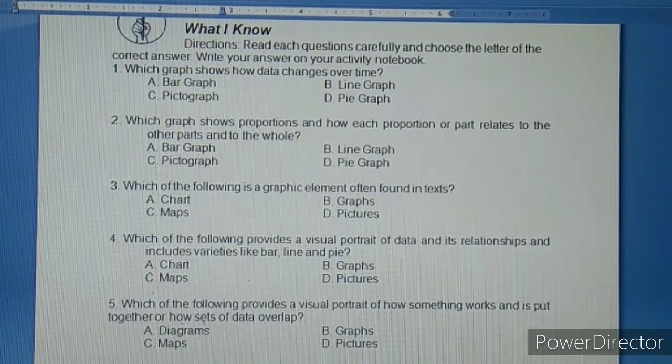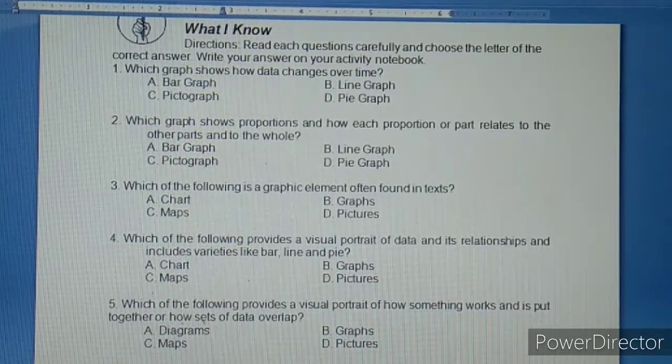Now let's move on to number 2. Which graph shows proportions and how each proportion or part relates to the other parts and to the whole? A. Bar graph. B. Line graph. C. Pictograph. Or D. Pie graph. The correct answer is, of course, letter D. Pie graph.